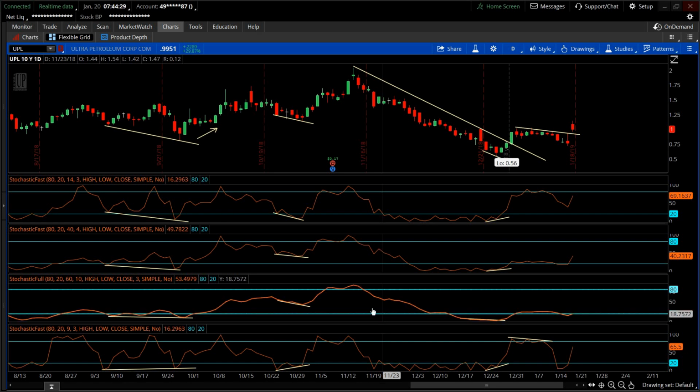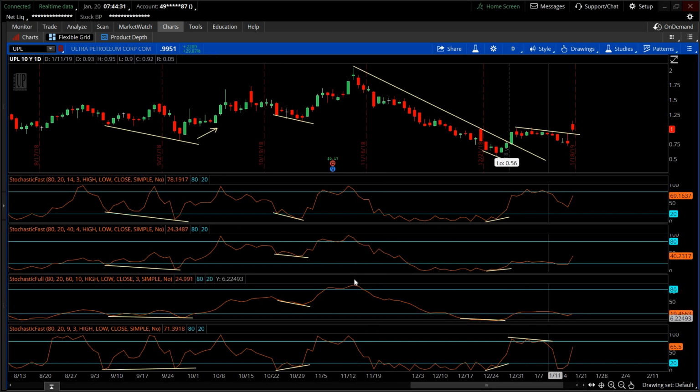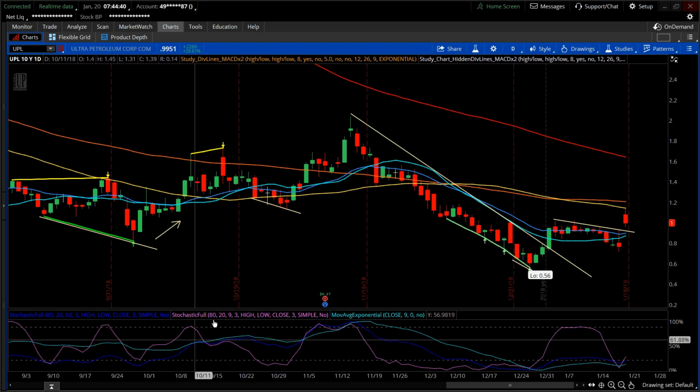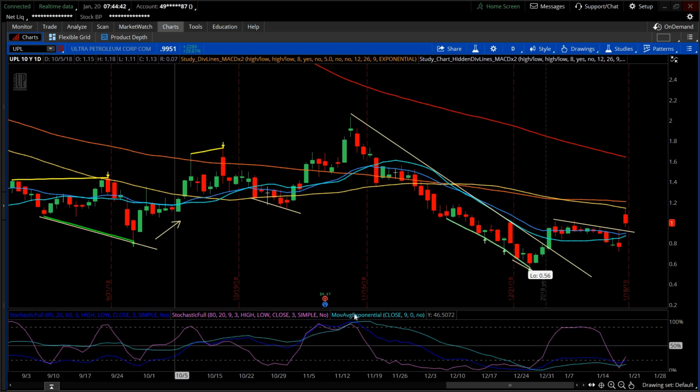Okay, so I combine them. I'll take 2 of the best ones that I like, and then I turn them into, wrong one, sorry. Then I turn them into this. So all I'm doing is putting 2 stochastics together, and then I throw in that moving average 9 on top of it, which is the light blue.